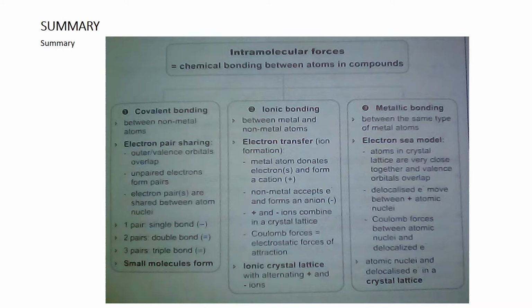So this is the summary. You can go over it yourself. The summary of covalent bonding, ionic bonding, and metallic bonding. Just remember that covalent bonding is between non-metal atoms, and we get sharing of electrons. Ionic bonding is between a metal and a non-metal, and we get transfer of electrons. And then metallic bonding is between metal atoms, and we get delocalized electrons moving around positive atomic nuclei.